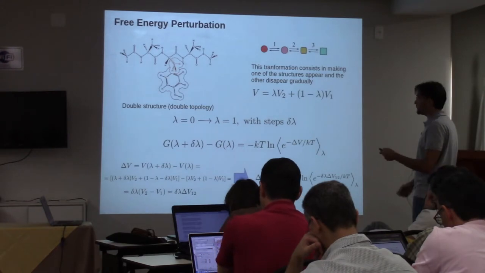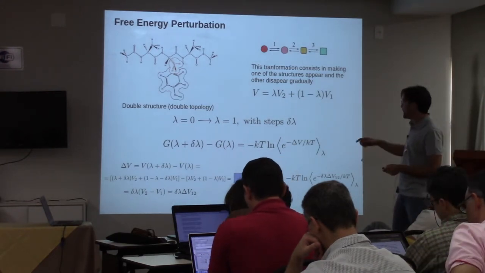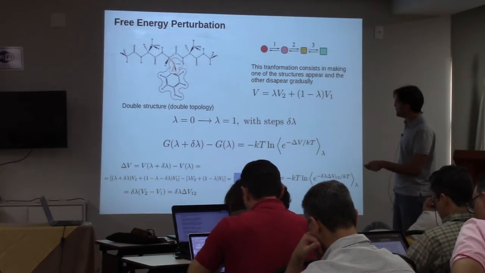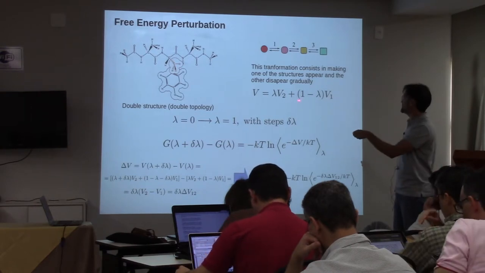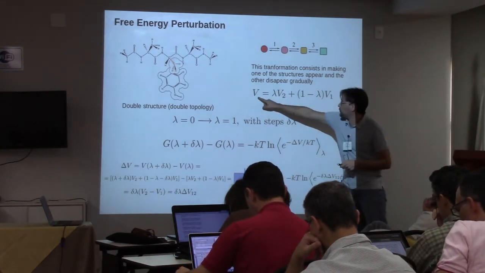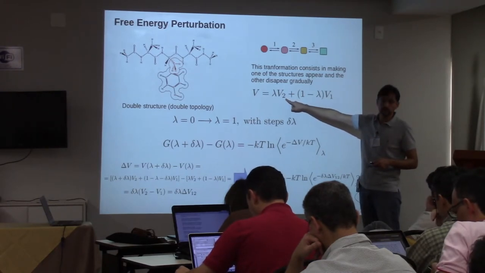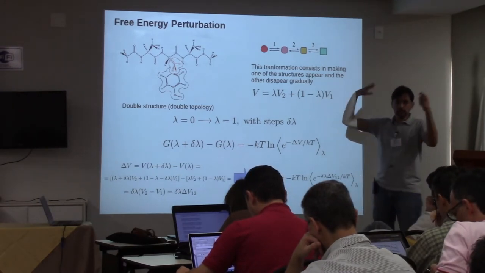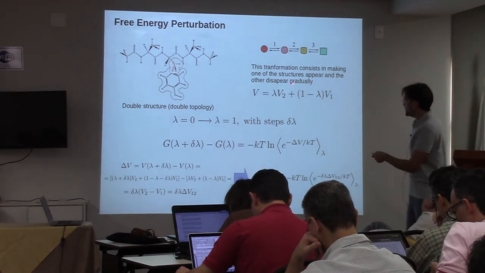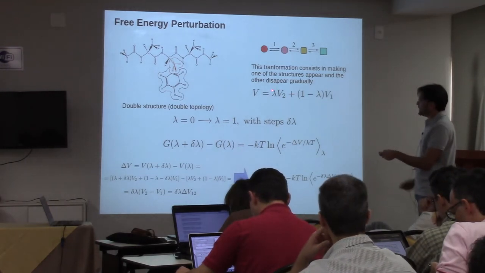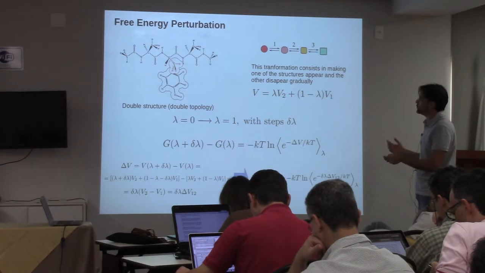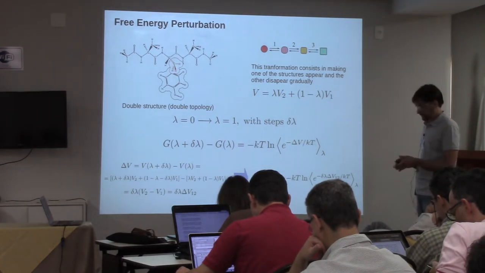That means that the first simulation I perform will have, for example, lambda equals 1. And in this case, lambda equals 1 will mean that the potential energy is identical to the potential energy of system 2, which can be the tyrosine or the alanine or anything else. And okay, that would be exactly a simulation of the alanine, for example.